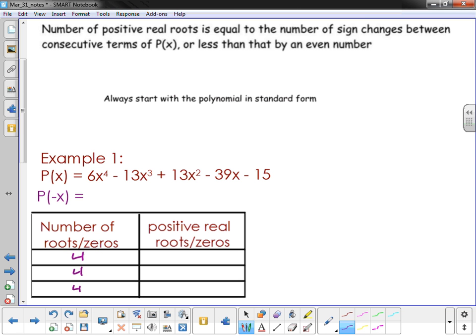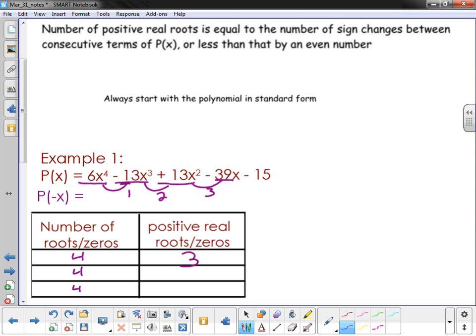Now, how many positive real roots? According to this, I have to count sign changes. Notice this is a positive 6x to the fourth, and right here I have a negative. So that's one sign change. Now my next term is a positive, so that's 2 sign changes. And now my next one is negative. That's 3 sign changes. And then the last term is negative, so I had 3 sign changes.